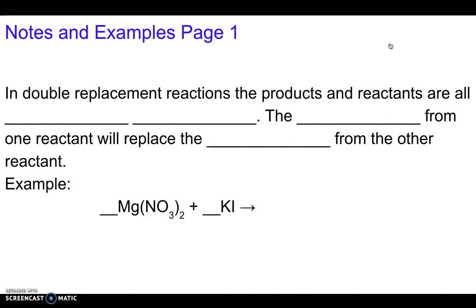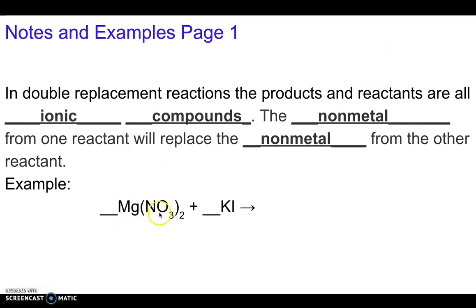So in double placement reactions, the products and reactants are all ionic compounds, right? So magnesium nitrate and potassium iodide, those are both ionic compounds because they have one metal and one nonmetal. And the nonmetal from one reactant will replace the nonmetal from the other reactant. And so what I mean by that is the nitrate and the iodine are going to swap places.